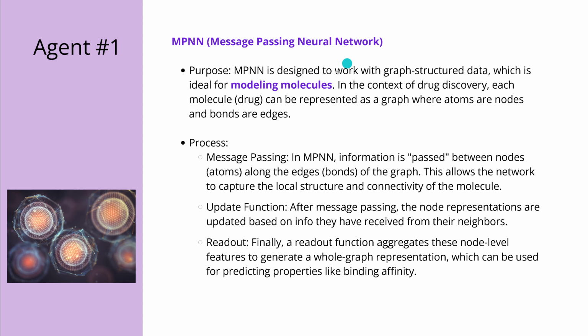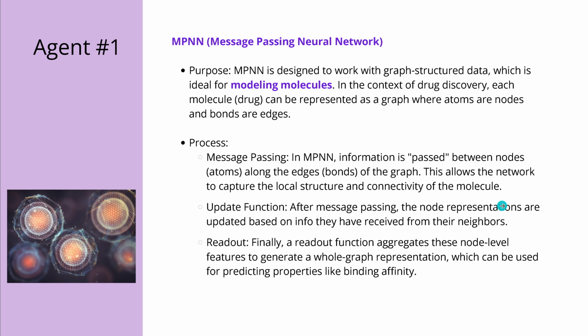Why do we do this? It is designed to work with a graph-structured data format, which is ideal for modeling molecules. In the context of our drug discovery, each molecule can be represented simply as a graph structure, where the atoms are the nodes and the bonds are the edges. In message passing, information is passed between the nodes along the edges, and then the network can capture the local structure and the connectivity.